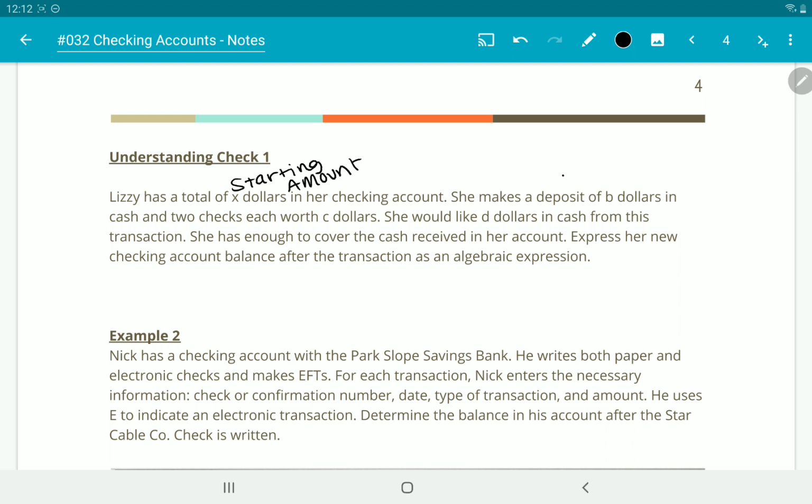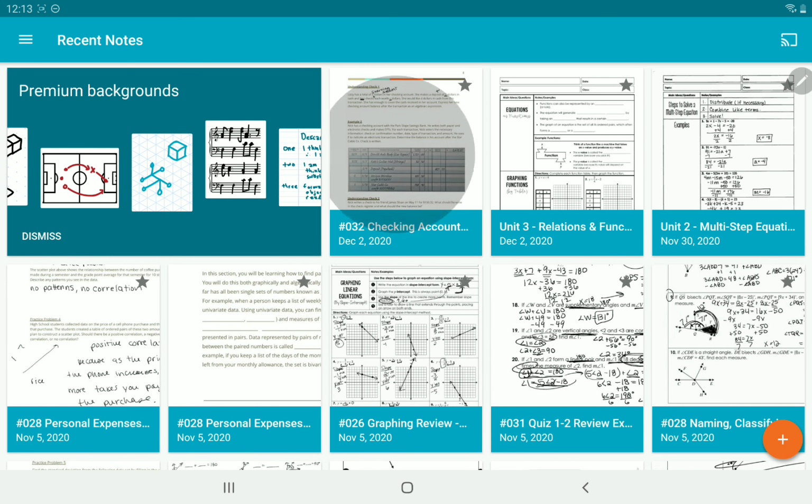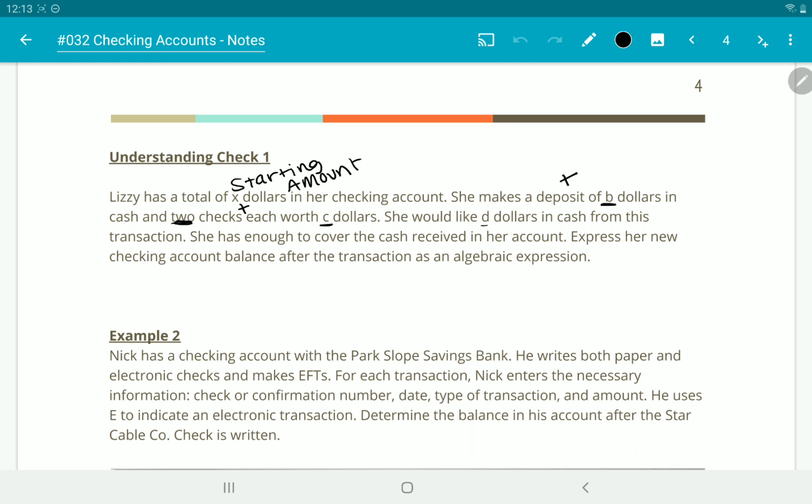She makes a deposit, so she's adding money. B dollars in cash, and two times C, but again, it's still a deposit, so we're adding it. And then she would like to take D dollars out. So this one we're going to be subtracting. So she has enough to cover the cash received. So express her new account balance after the transaction.